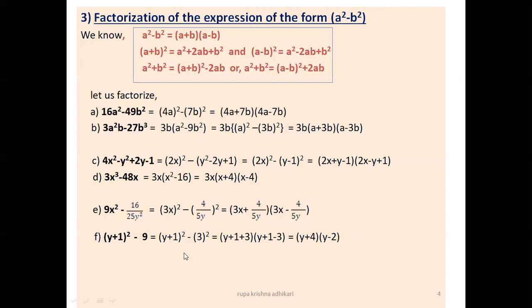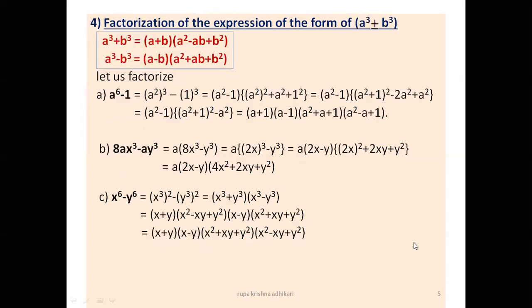Now last but not least, y plus 1 whole square minus 9 equal to directly square form, y plus 1 whole square minus 3 square. Therefore, a plus b into a minus b form, y plus 1 plus 3 into y plus 1 minus 3. That is y plus 4 into y minus 2. Hence the factors. Now we have completed the 3 kinds of algebraic expressions, how to factorize.